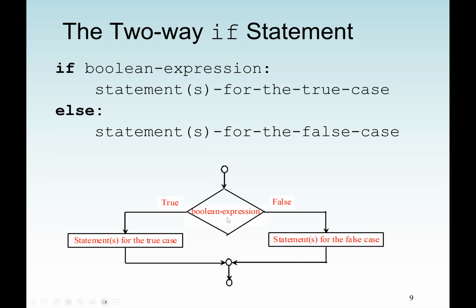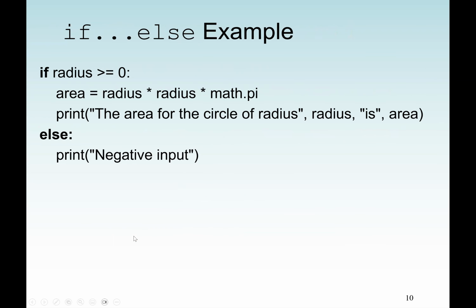So this is the flow chart. We have a Boolean expression. We check the condition. If the condition is false, then the statement for the false case will execute, which is the else section. If the condition is true, the statement for the true case will execute, which is the if section.